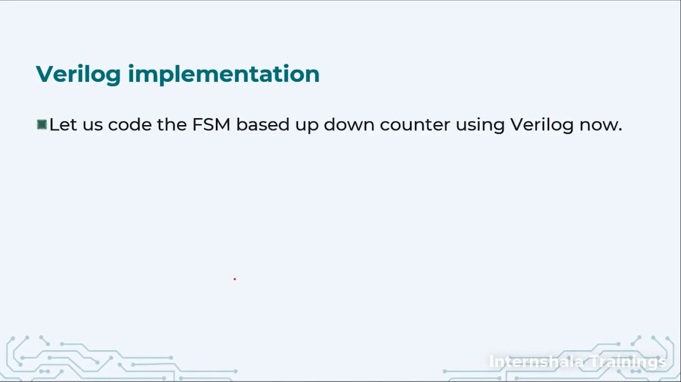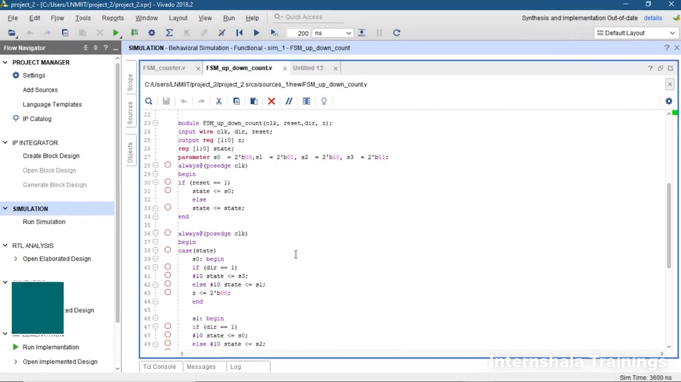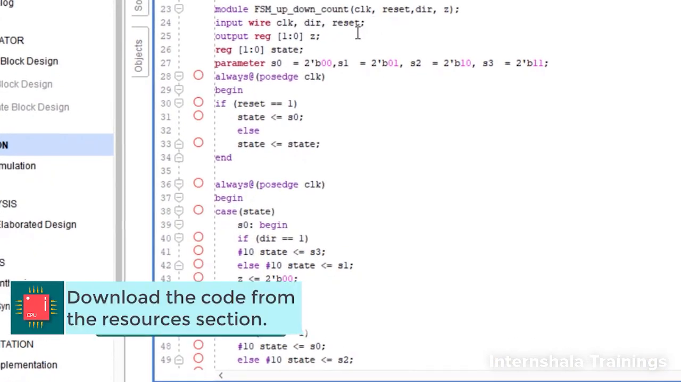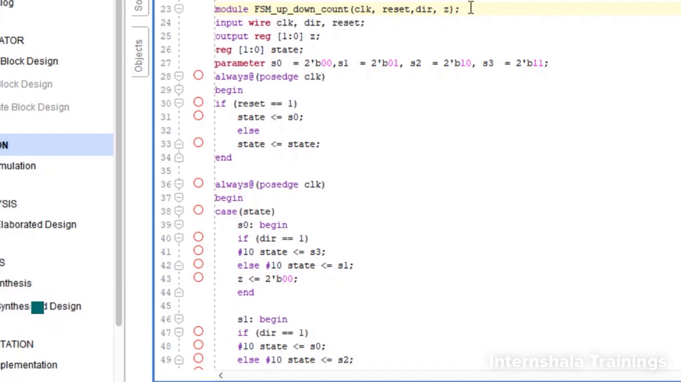Now we are going to implement it in Verilog using Vivado. The code is very similar to what we have done earlier for a normal one-direction counter, but we take direction as one of the variables instead of D in. The rest of the things are pretty much the same. We have inputs clock, direction and reset, each a single bit. Output is Z, which is a 2-bit register, and we take state as a 2-bit register. We define 4 parameters S0, S1, S2, S3, and their values are 00, 01, 10, 11.